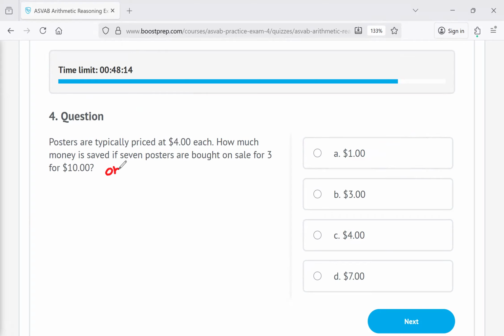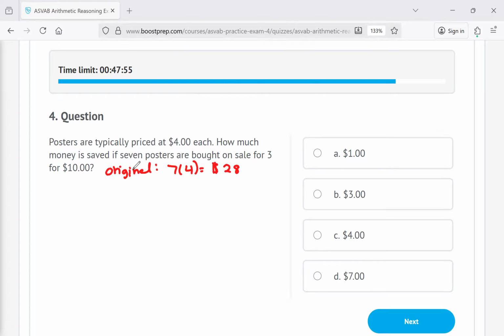So original, it costs $4 each, and there are exactly 7 posters. So 7 times 4 is 28. So this is without the discount, it would cost $28.